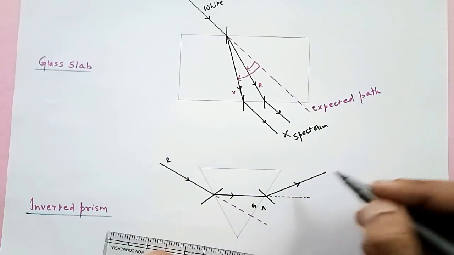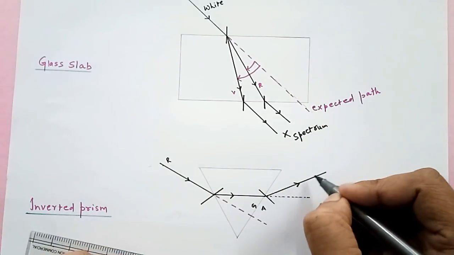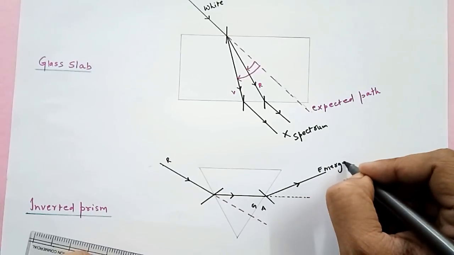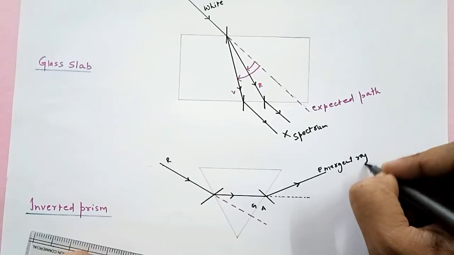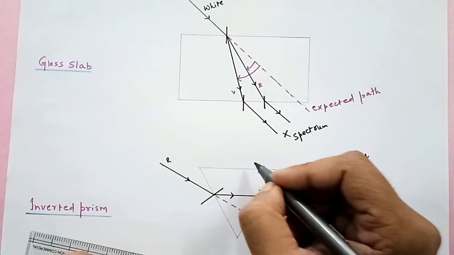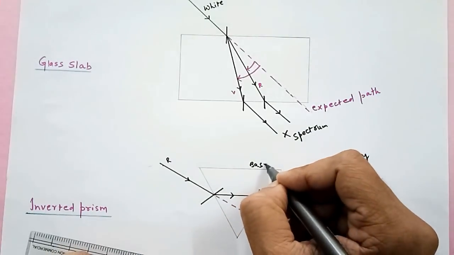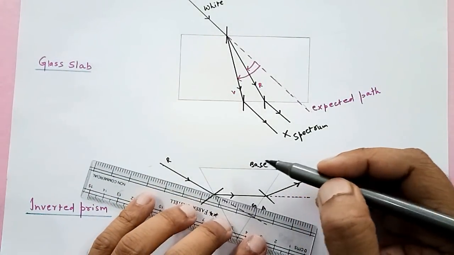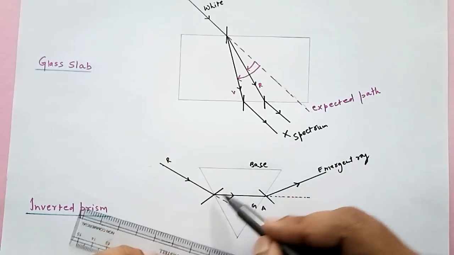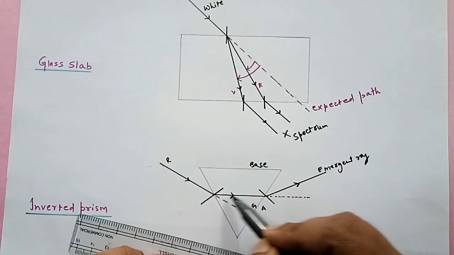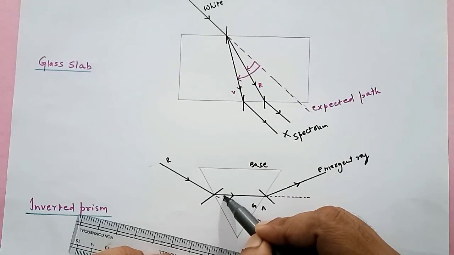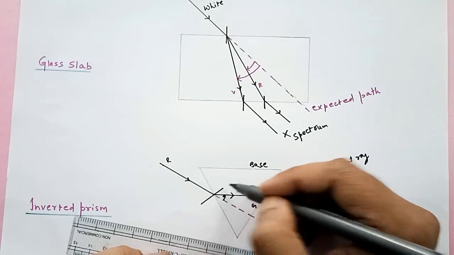Anyhow, we must keep in mind that the final emergent ray is always towards the base of the prism. This is called the base of the prism, right guys? And if we would have considered the violet light, then we know that this is the red ray, so the angle of deviation for red is less, but the angle of deviation for violet is larger.